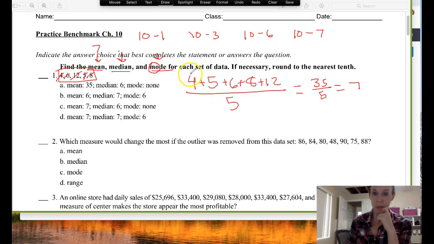My median is the middle number. So since I wrote these in order from least to greatest, since I have 5 numbers, it's literally my middle number. Now if I had 6 numbers, I would have to average my 2 middle numbers, but I don't. So my median is 6. My mode, the number that occurs the most often, well, each number only occurs once, so I don't have a number that occurs the most. So I'm going to put none for that. All right, and which one of these is that? The mean is 7, the median is 6, the mode is none, so it's C.